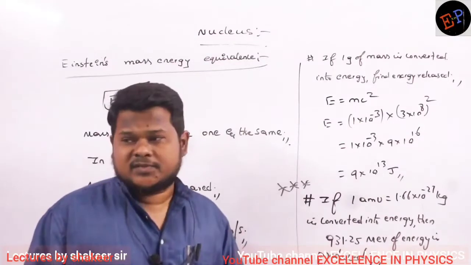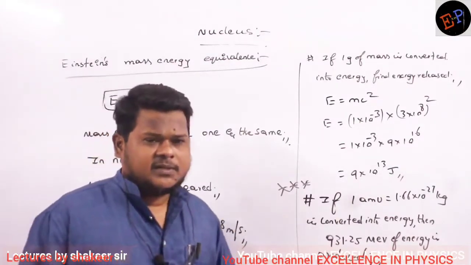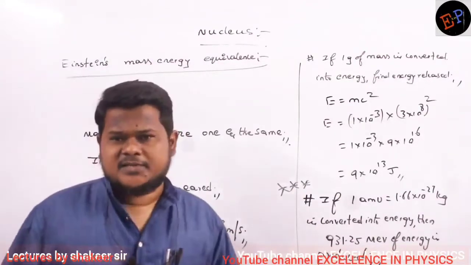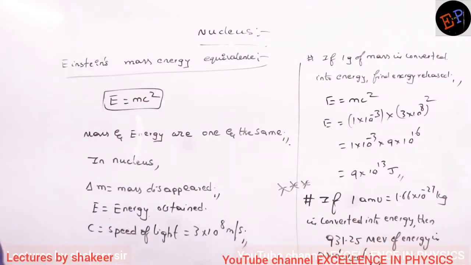931.25 into 10 power 6 electron volts of energy will be released. Are you able to understand? This is called mass energy equivalence, a relation between mass and energy.